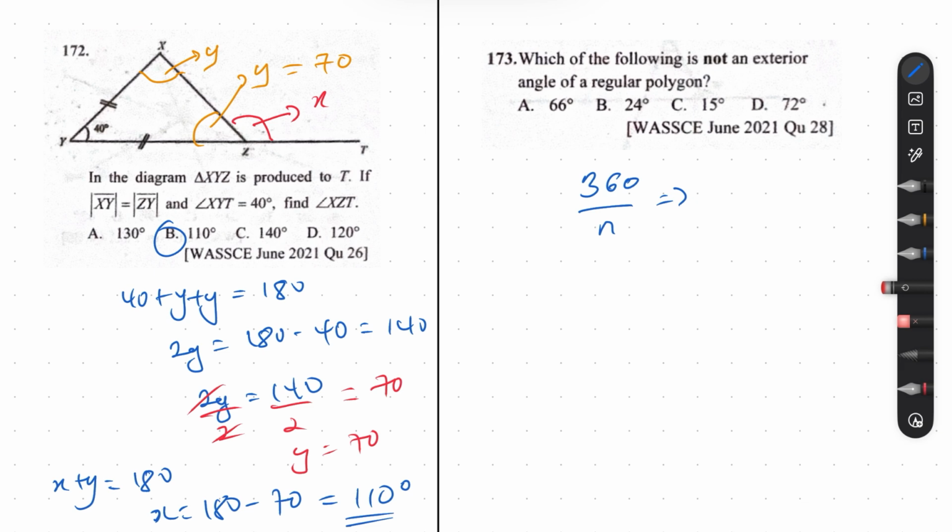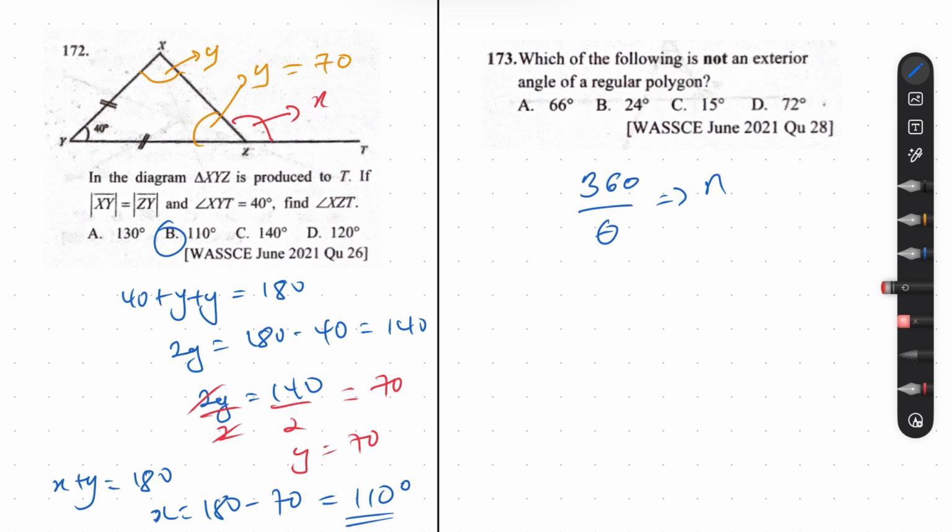So assuming our angle is theta, then if we divide 360 by theta, which is the exterior angle, we should get the number of sides, n. Now we know that the number of sides of a polygon cannot be a decimal. It has to be a whole number. It can't even be 2. It has to be 3, 4, 5, 6, 7 and above.